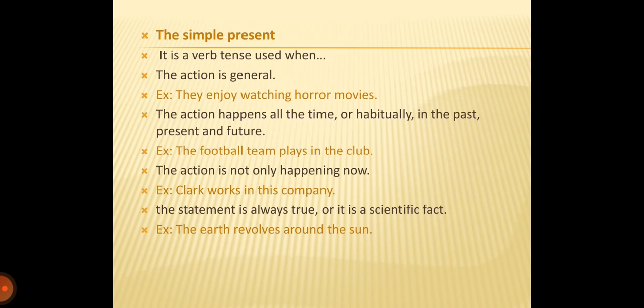Let's start with the definition for this tense. This tense is a verb tense used when the action is general. For example, they enjoy watching horror movies. The action happens all the time or habitually in the past, present, and future, so it's not restricted to one time, even if it is in the present time. For example, the football team plays in the club, which means that this football team always plays football in the club, not only today, not only in the past, and they will do that in the future. So it is a habitual event.